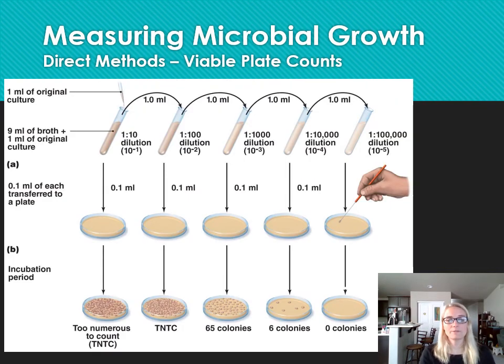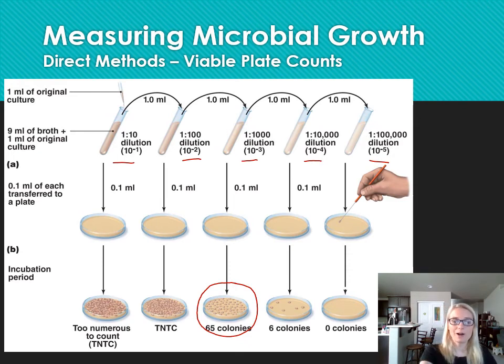This next method is called a viable plate count or dilution scheme, where you take your original concentration of bacteria, because if you were to plate that out, you would get a solid mass of bacteria. You wouldn't be able to count individual cells. So you do a series of dilutions and keep track of them, all the way down to a 1 in 100,000 dilution in sterile media, broth, or water. Then you plate out a small proportion of those, and you get a dilution on the petri dish that's within a certain range, usually between 30 and 300 colonies. So this plate has 65 colonies.